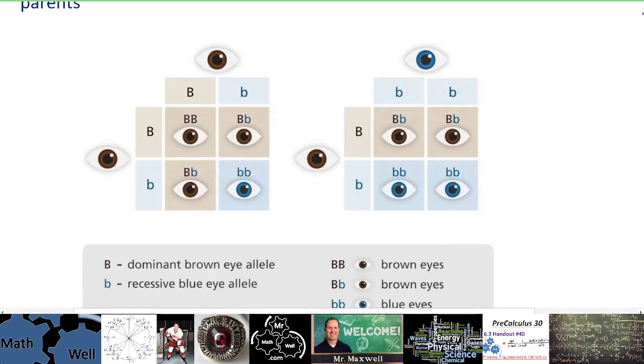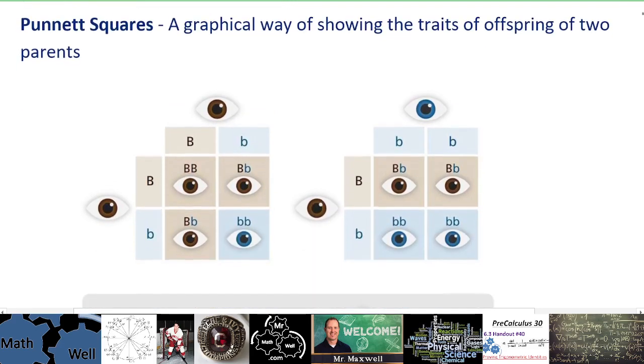Okay, so unfortunately your notes are black and white, so this is going to be a little tough. If you have some crayons or some different colored pens, you're going to probably want to adjust a little bit in your notes here. You can't really tell in the black and white notes what's blue and what's brown. But Punnett squares are a graphical way of showing traits of offspring of two parents.